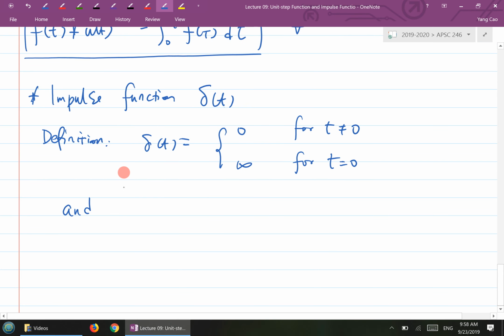And I will illustrate the next one here. If you integrate from negative infinity to positive infinity this delta t, so if you integrate this impulse function, you will get 1.